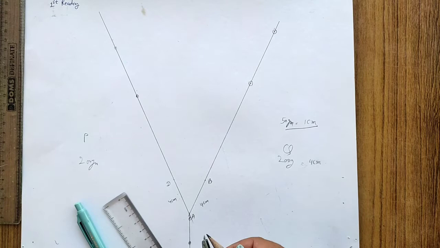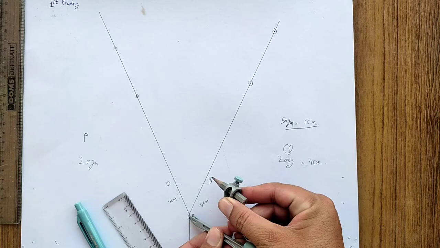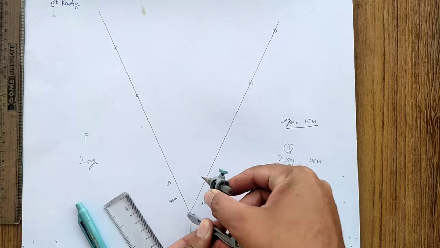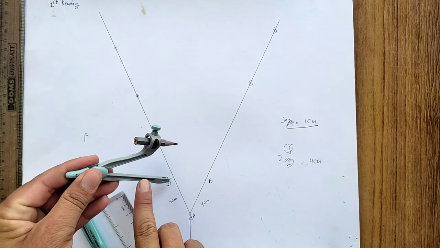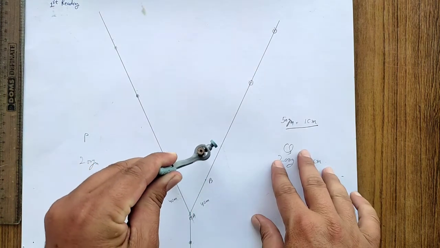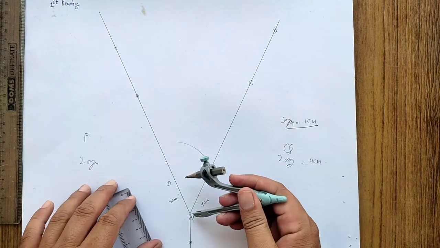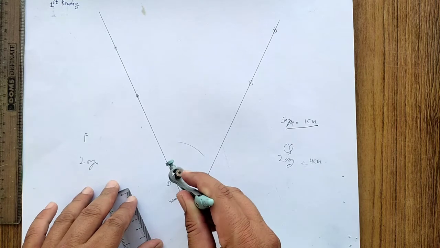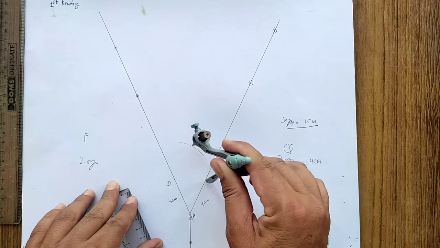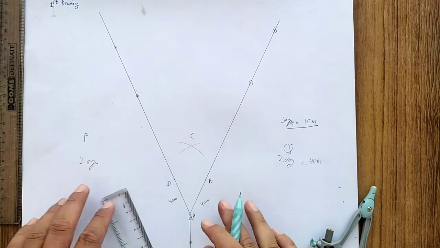Now open the compass, one tip on point A and the other on B. From here put the tip at point D and make an arc. Now this is also equal, that is 4 centimeter. Now from here again make the arc. This is our point C.